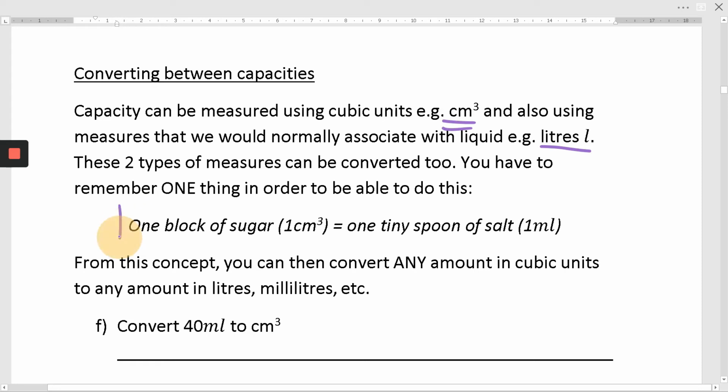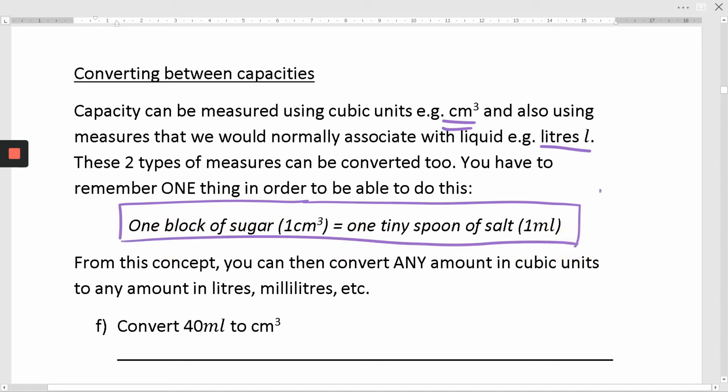If you can imagine a little block of sugar, they normally have these at fancy tea gardens, or perhaps your grandparents have given you one before. It's approximately 1 cubic centimeter worth of sugar. And then I'd like you to picture one of those little measuring spoons. They often come in little packs, all together. And that would be 1 milliliter worth of salt.